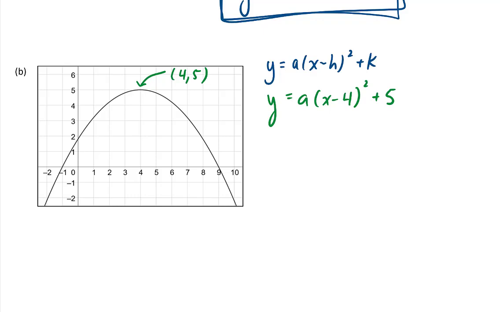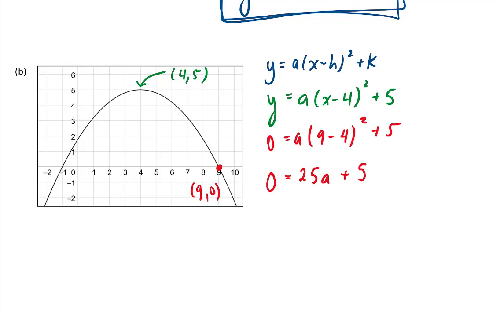Now we need a point. So let's find a point. Look at that. We'll take a 0 here. So we have the point 9 and 0. So 0 goes in for y, 9 goes in for x. So we get 0 equals, so 9 minus 4 is 5, and we square that. So we get 25a plus 5.